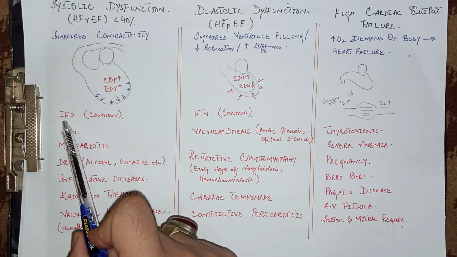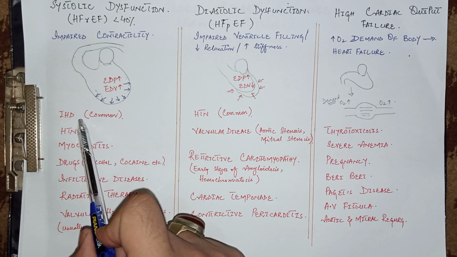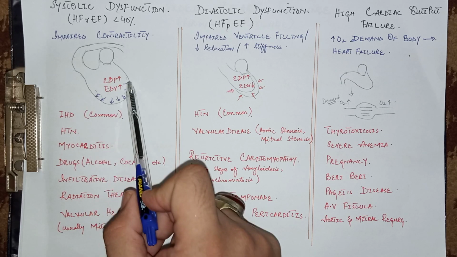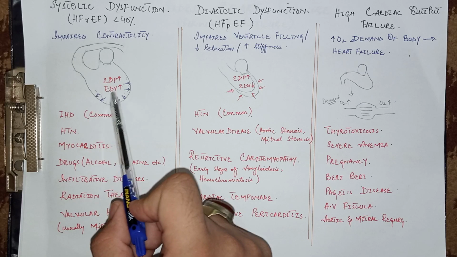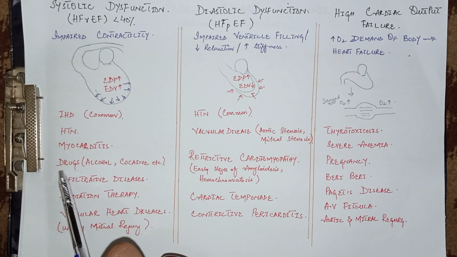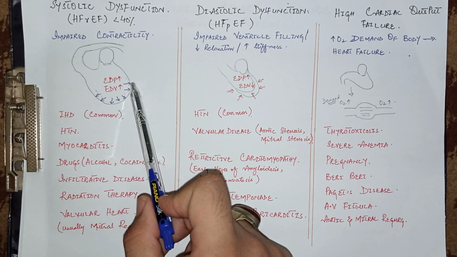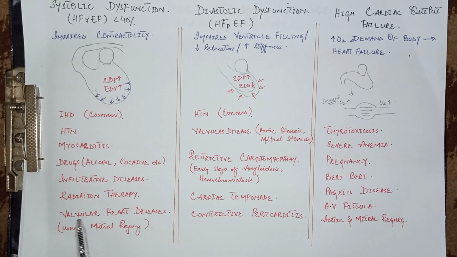The most important cause is ischemic heart diseases. This is the most common cause of systolic dysfunction, like angina or myocardial infarction, causes the weakness of the myocardium. That's why there is impaired contractility and leads to systolic dysfunction. The other causes are hypertension, myocarditis, drugs like alcohol and cocaine, infiltrative diseases of the myocardium, and radiation therapy damage the myocardium. Also, some valvular heart diseases, especially the mitral regurgitation.